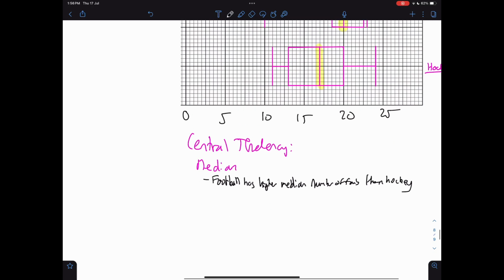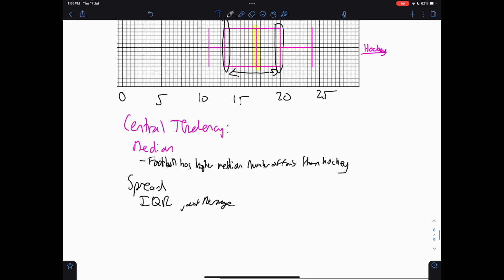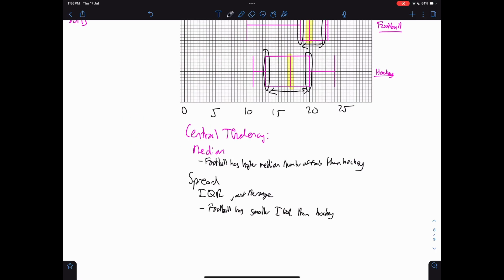Then you would talk about the spread, and here you would pretty much only talk about the interquartile range, not the range. And the interquartile range is given from here and here, so all this space in between. And we can tell football has a smaller interquartile range than hockey. So it's a bit more consistent.